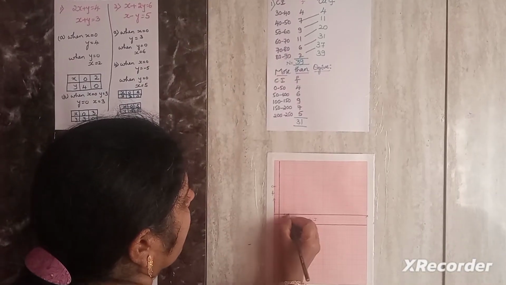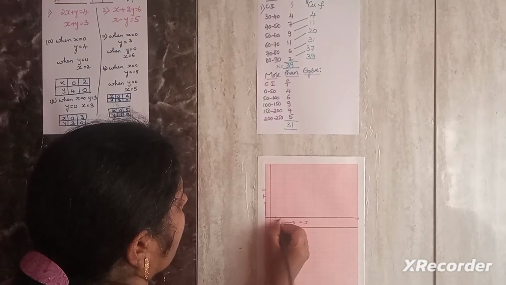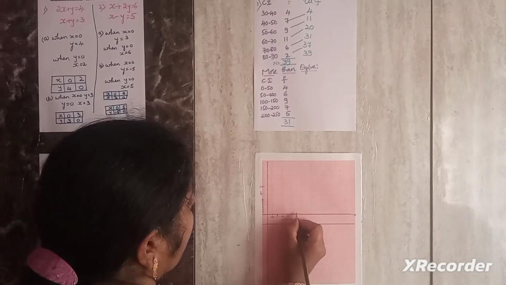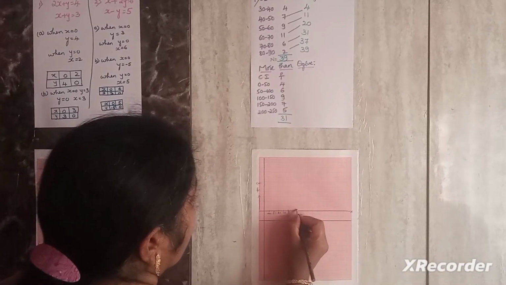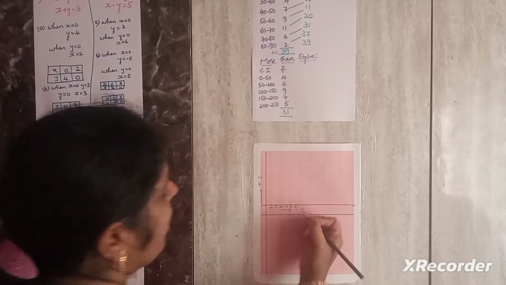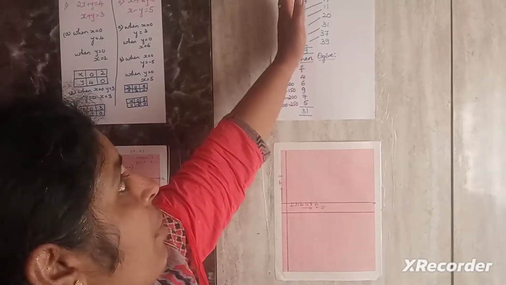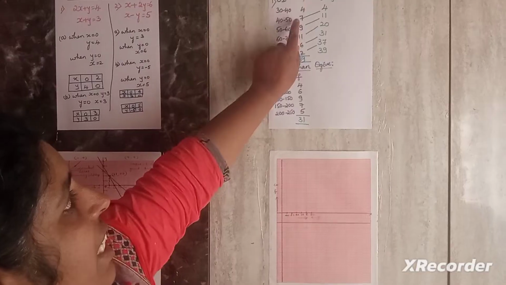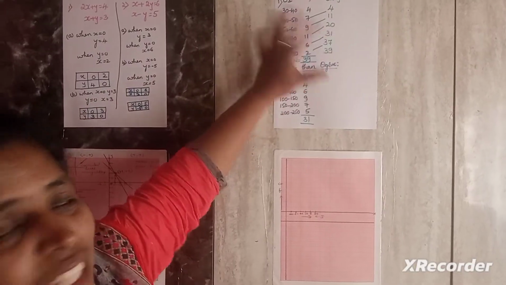40, 50, 60, 70, 80, 90. Less than ogive, we consider the lower limit. Okay, now see here, less than 40, less than 50, less than 60, like that you should consider.